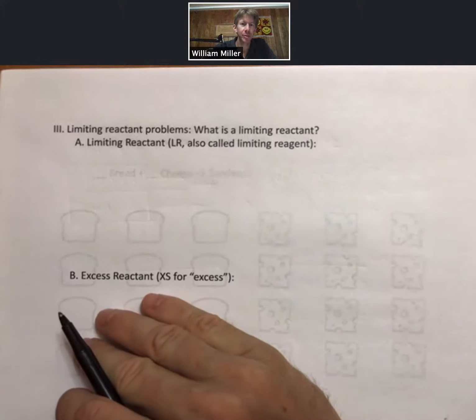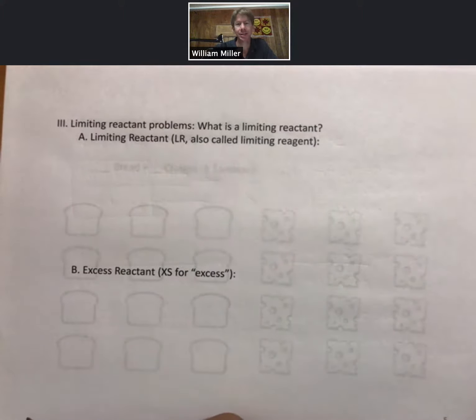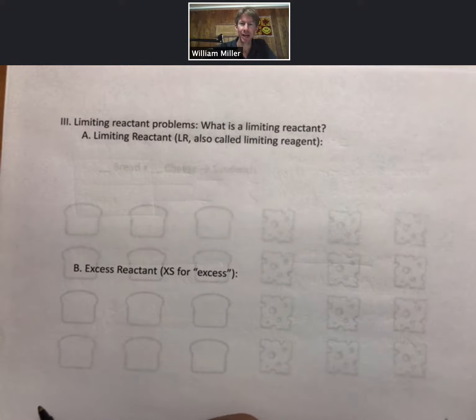Now let's talk about Roman numeral 3, limiting reactant problems. And we'll start with the question, what is a limiting reactant? A limiting reactant, my abbreviation is capital L, capital R, and it's also called a limiting reagent, though I will call it a limiting reactant. A limiting reactant is the reactant that you run out of first.